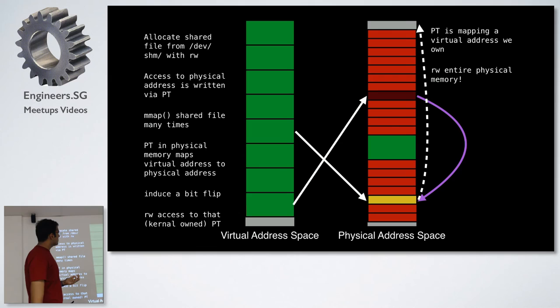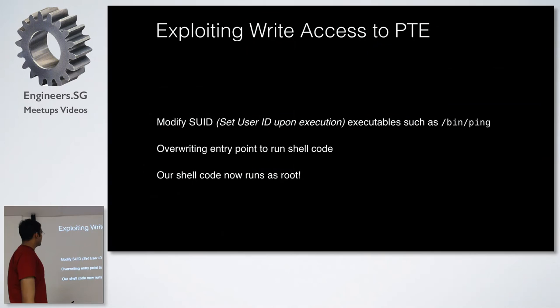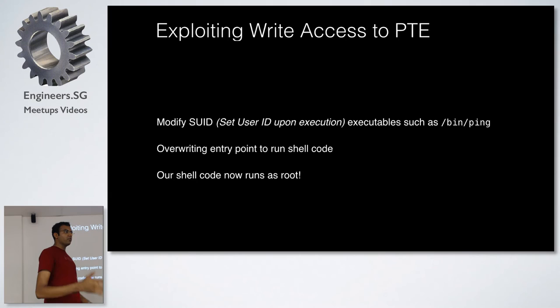So once you have full memory access, what can you do? The Google paper goes on to explain that you could modify a setuid executable such as ping. Ping requires sudo or root access to run because it's opening and creating its own sockets. But we as normal users can run ping. The reason is that it's an SUID executable, which basically says that anyone can run this, but when you run it, it gets elevated privileges just for that process.